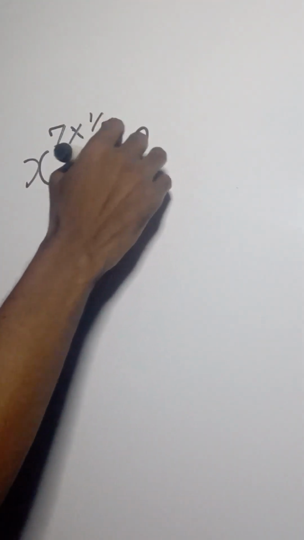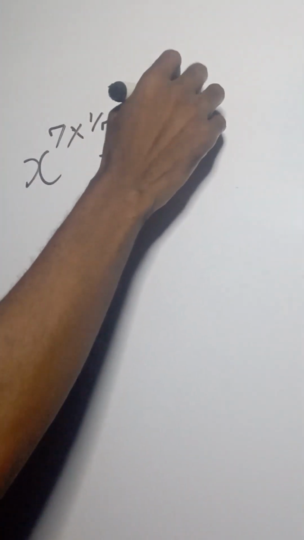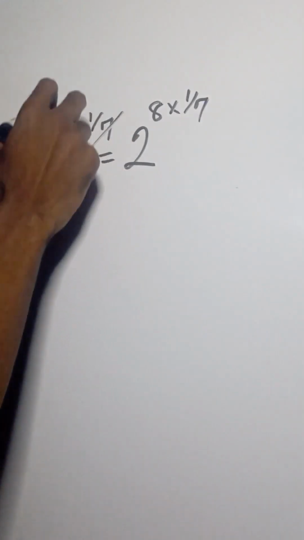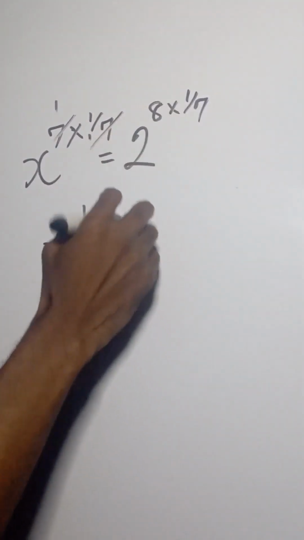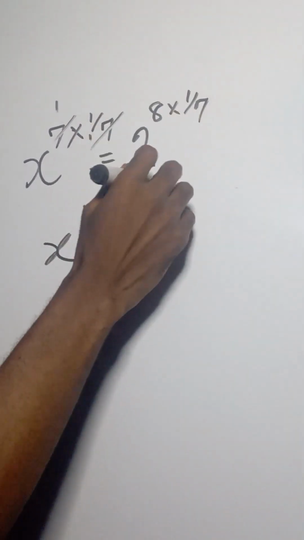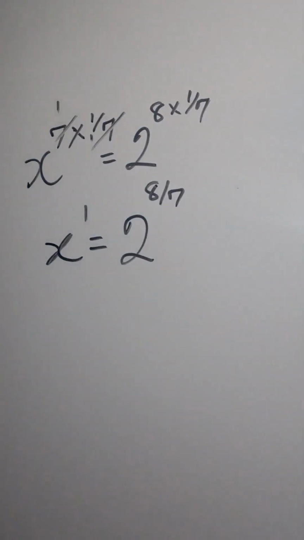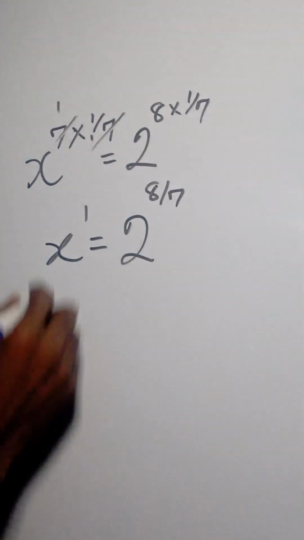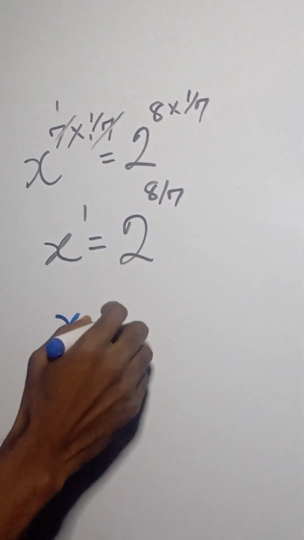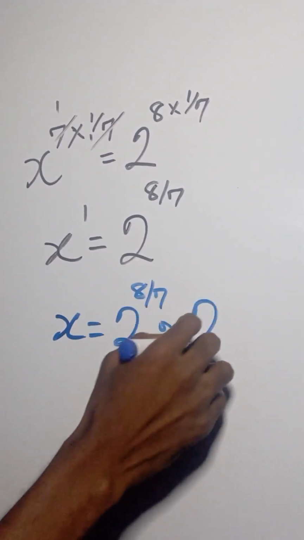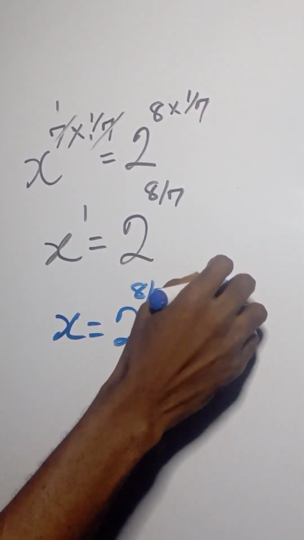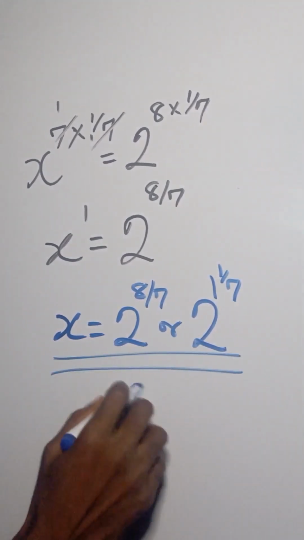All right, so now we have to multiply x raised to the power 7 by 1 over 7 and 2 raised to the power 8 by 1 over 7. So this will cancel out, 1, 1. So I have x raised to the power 1. And this will give us 2 raised to the power 8 times 1 is 8 over 7. So from this, we have solved for x. So x is 2 raised to the power 8 over 7. This is an improper fraction, so we can still write it as 2 to the power 1 and 1 over 7. So this is our final answer.